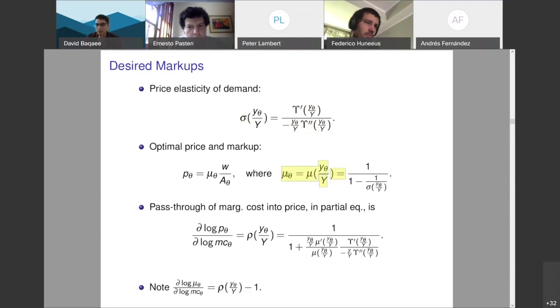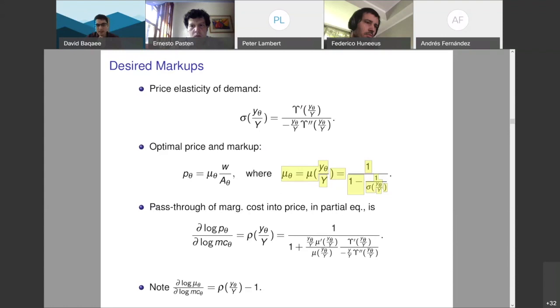So we're going to define a markup function, which is a function of how big the firm is. And it's just going to be given by 1 over 1 minus 1 over the price elasticity of demand. And this is like the traditional Lerner formula for optimal markups.